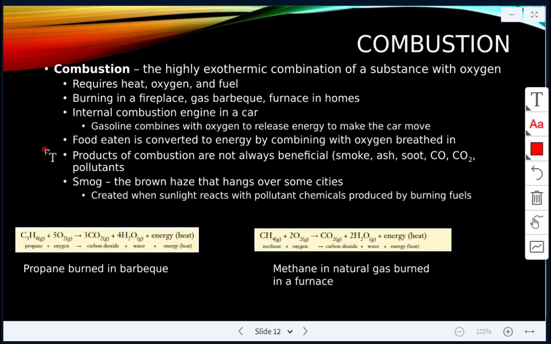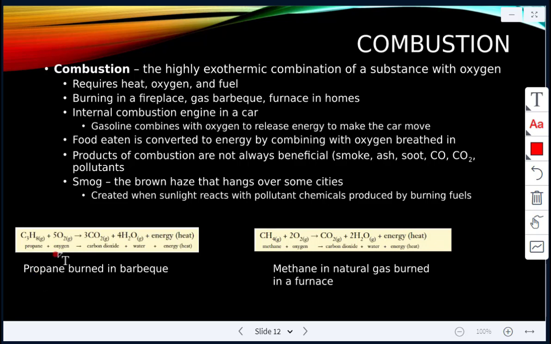However, products of combustion are not always beneficial. For example, smoke, ash, soot, carbon monoxide, carbon dioxide, and other pollutants. Smog is another example. This is the brown haze that hangs over some cities. What happens is sunlight reacts with pollutant chemicals produced by burning fuels to produce that smog, that brown haze.